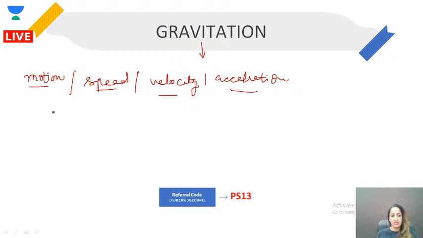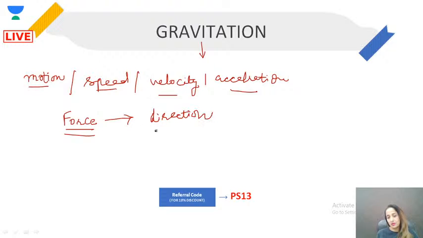So why this discussion about gravitation, and why am I talking about motion and speed and velocity and acceleration and all those things? Because in our previous chapters we talked about force, right? What do we mean by force? Force is when something changes somebody's or something's direction or magnitude of speed. If it is stationary and we apply some force, it starts moving. And if it is moving and we apply some force, we can change its speed, we can slow it down, or maybe we can change direction, or maybe we can change shape, right?